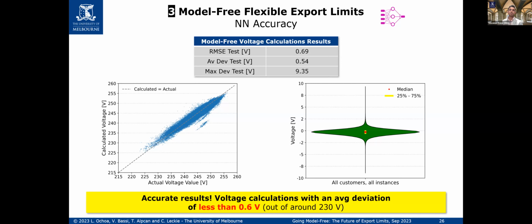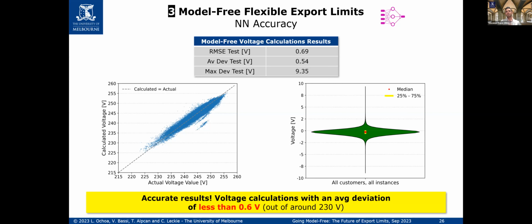In the right part, what you can see is a violin plot that corresponds to all the deviations for all customers at all instances. What is important to highlight here is that although we have a maximum deviation that can be high, this occurs only in a reduced number of instances. For instance, we can stress that the yellow part, which represents 50% of deviations, is really constrained to a really small value, below 0.5 volts, 0.4 volts.